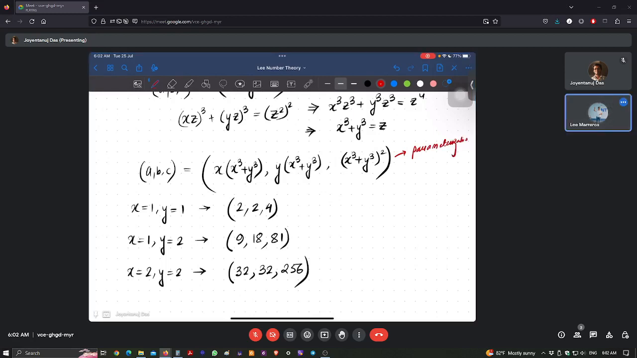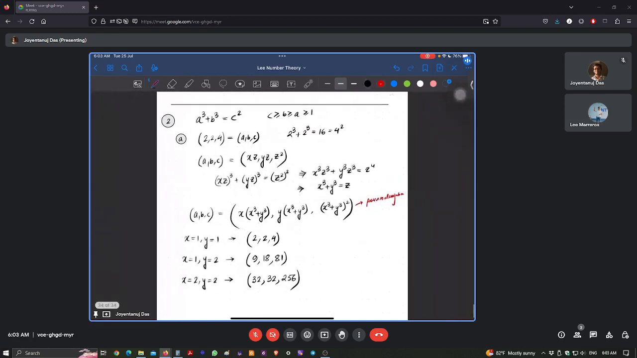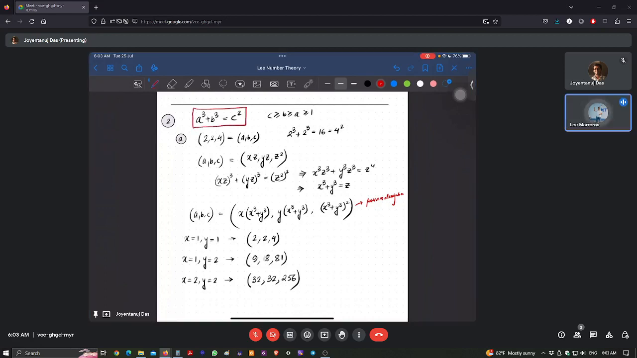So if I choose x and y, now I have the freedom of choosing x and y. Then I know that this ABC will always be a solution to this equation, right? Fine, right?